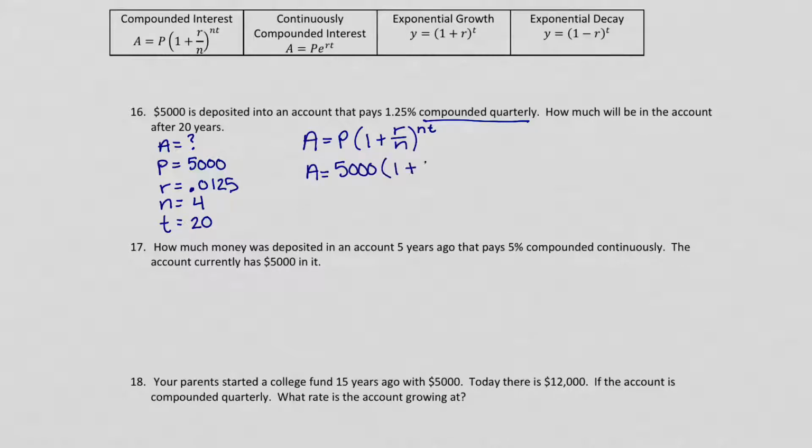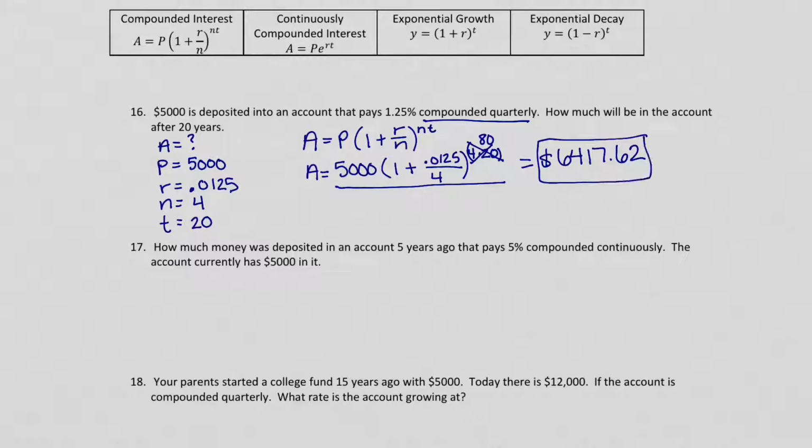Then I have 1 plus 0.0125 over 4, and I have 4 times 20 as my power. And you can type all of this in your calculator. If you leave 4 times 20, make sure you put parentheses, or you could have put to the power of 80, because 4 times 20 is 80. Just type that all in where parentheses need to go, and you should get the answer of $6,417.62. It is money, so you need to round to the 100th place, 2 decimal places.